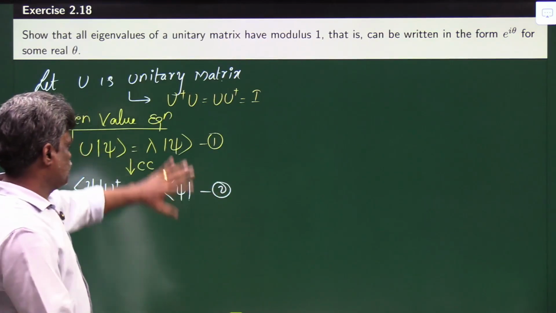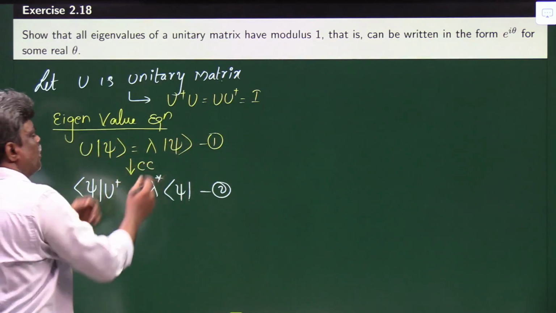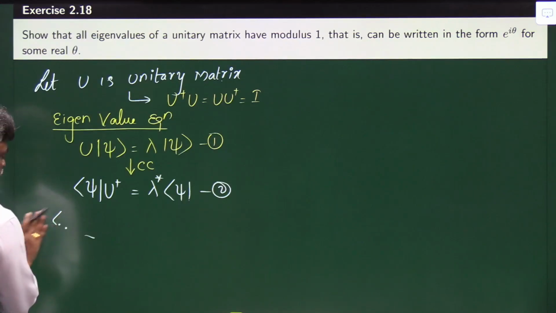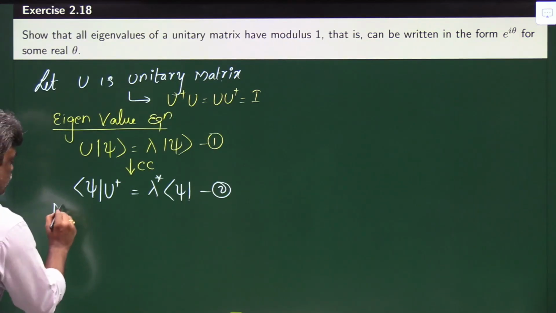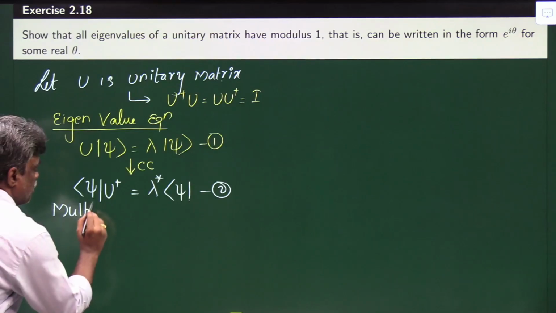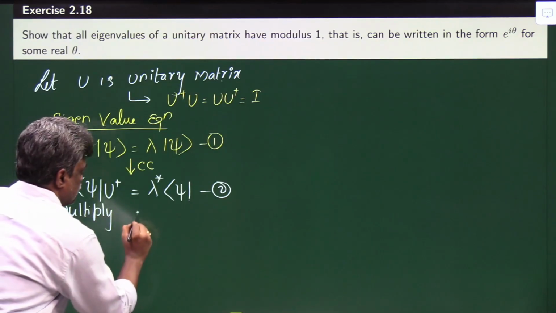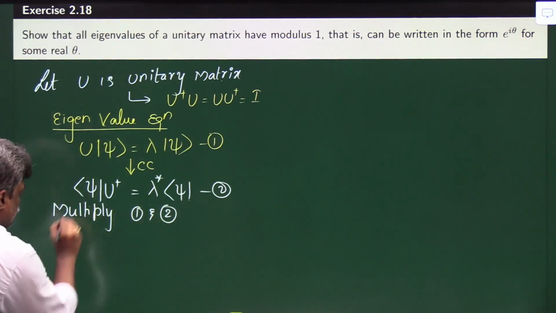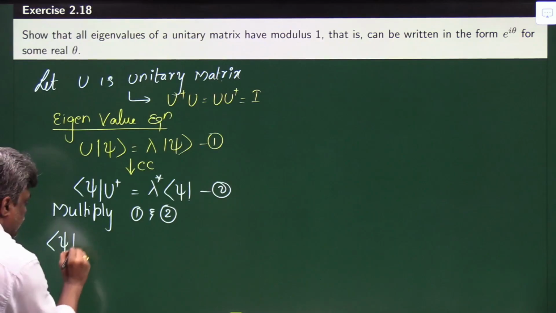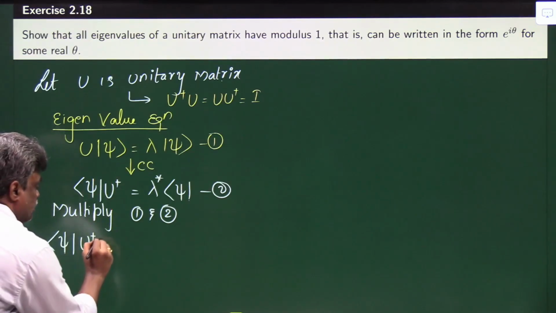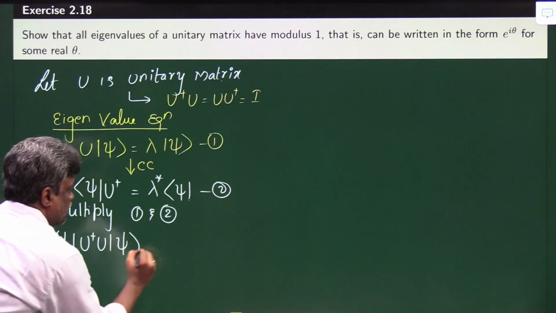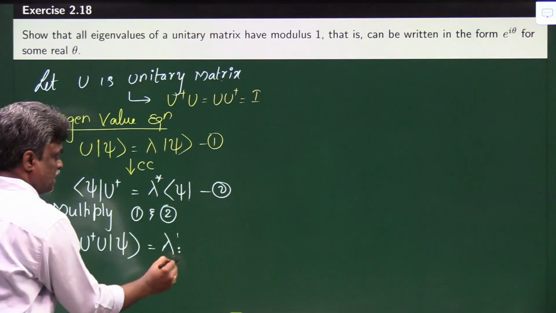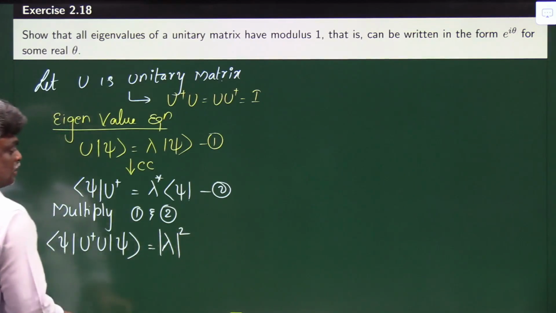Now multiply these two. Generally, whenever you are multiplying, we first have to write the bra vector. Multiply 1 and 2. So here, if you multiply, we get psi, U dagger, U, psi equal to lambda star into lambda, and we can write this as mod lambda square.